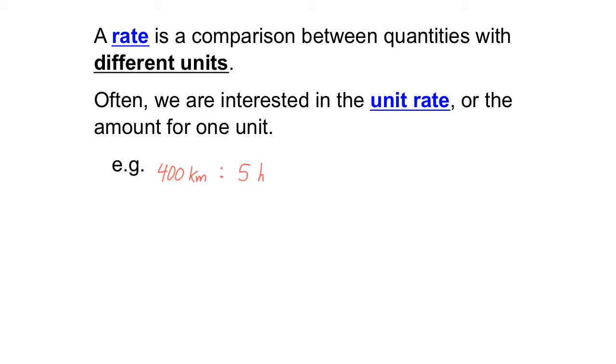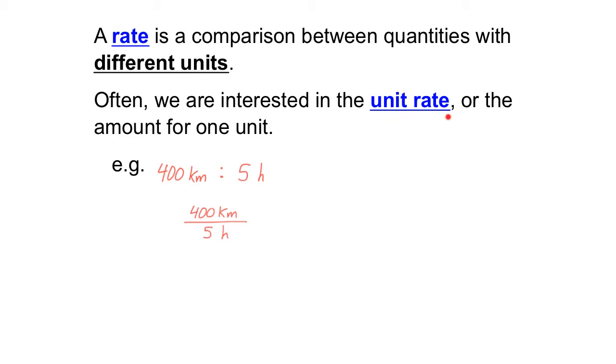So as an example, let's say it took us 5 hours to drive 400 kilometers. Well, we can set that up as a rate. It's a comparison, so we can write it the same way we did before, where we use the colon, 400 kilometers to 5 hours. That's the comparison. Or we can set this up as a fraction, 400 kilometers over 5 hours. And when you write it as a fraction, you often pronounce the fraction line, the dividing line, as per. So it's 400 kilometers per 5 hours.